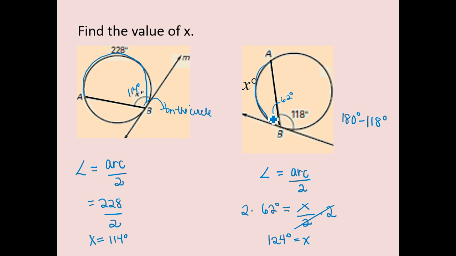Okay, there's a couple of ways you could have done this. You could have actually went ahead and found this arc, okay, and then subtract it from 360. So that would have been another possibility.